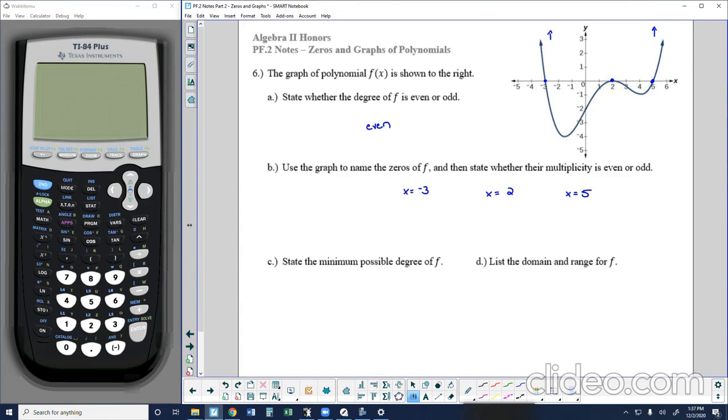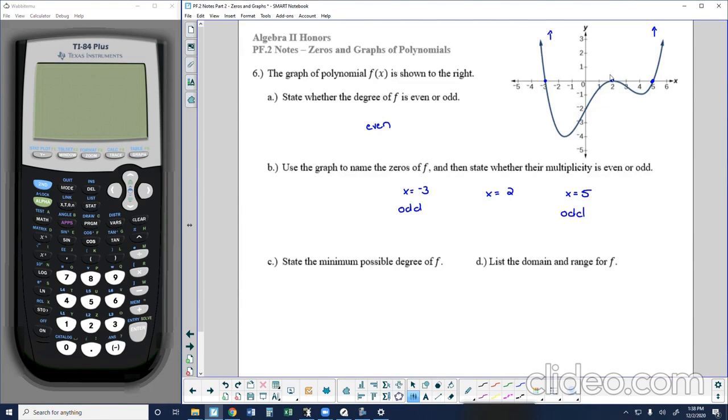If we look at x equals negative 3, it passes through negative 3. That means the factor that led to x equals negative 3 must occur an odd number of times: once, 3 times, 5 times, and so on. The same thing can be said about the zero x equals 5. At the zero x equals 2, the graph changes direction. It is increasing to 2 and then decreasing on the other side.